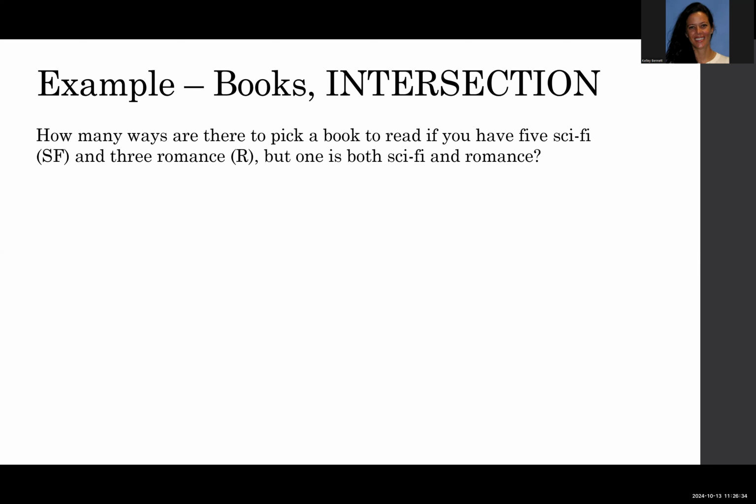All right, so you might think, okay, this is very similar to the cowboy boots and tennis shoes example from a previous video, where it would just be 5 and 3, that's 8, and I'm done. But you have to be careful because we have some intersection here. We have one book that's being counted in both categories. So how does that look for us?